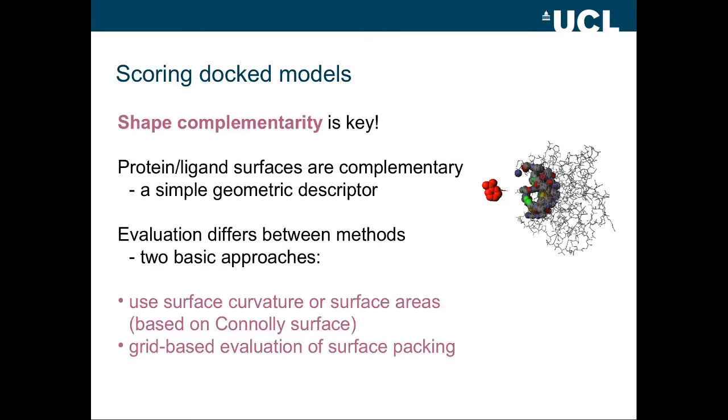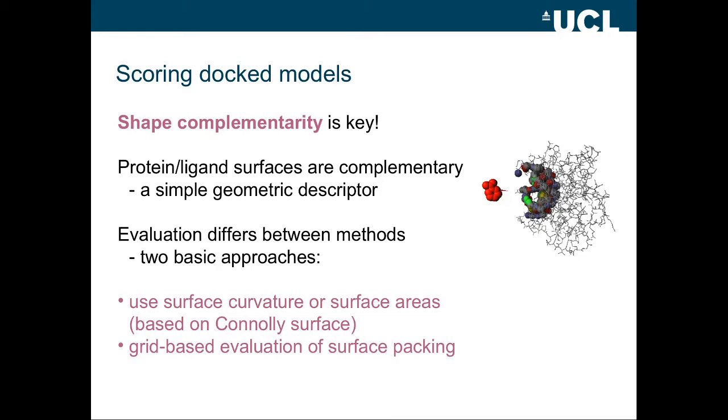But really the shape complementarity is key. Having protein and ligand surfaces that are complementary to each other is absolutely essential, and we can look at this using a simple kind of geometric descriptor. The other advantage of this, of course, is that it's much faster than these other more complex methods.